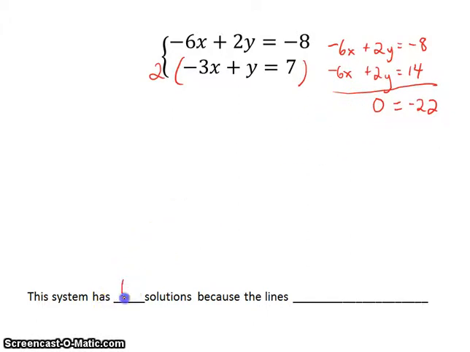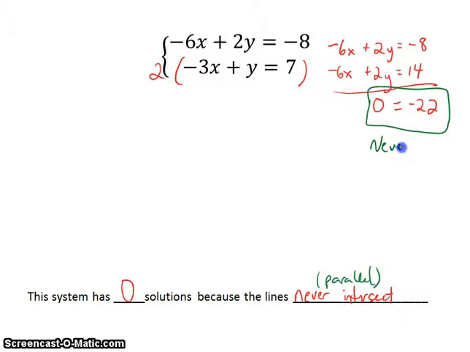So this type of system here has 0 solutions because the lines never intersect. Or maybe you can think of that as these lines are parallel. They never touch. So we have this situation where we solve our system and we have something that's never true. Right? 0 is never equal to 22. So we know these lines never intersect. So that's one case we could have besides the one solution.